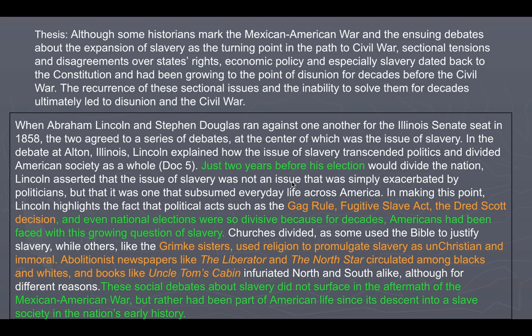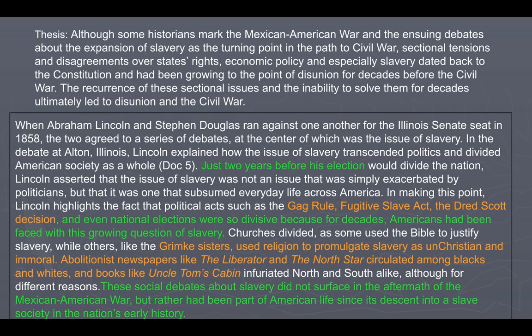Just 2 years before his election would divide the nation, Lincoln asserted that the issue of slavery was not an issue that was simply exacerbated by politicians, but that it was one that subsumed everyday life across America. In making this point, Lincoln highlights the fact that political acts such as the Gag Rule, Fugitive Slave Act, and Dred Scott decision, and even national elections were so divisive because for decades, Americans had been faced with this growing question of slavery.